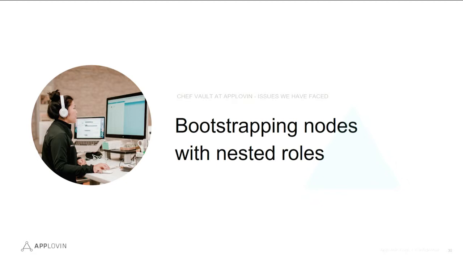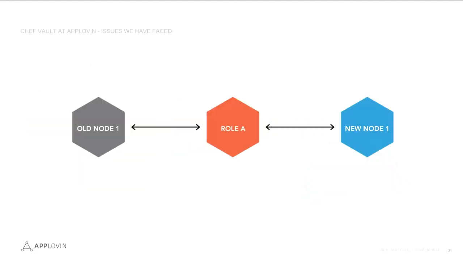Another issue that we face with Chef Vault is the actual bootstrapping procedure. We use roles to determine a logical grouping of nodes. So you can have an old node being deleted and a new node being created. These roles would have a preset run list of recipes to run. So you can forget about the old node and just run those recipes on the new node, and then you're good to go.